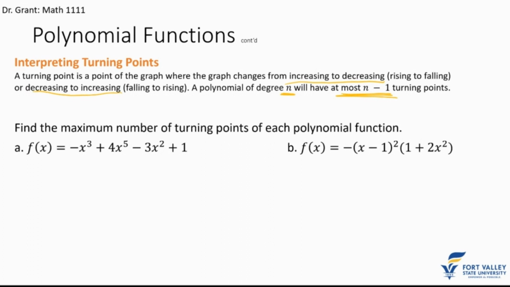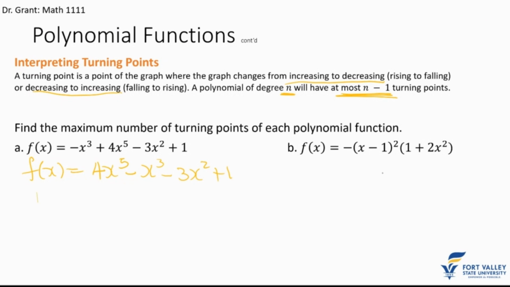So if you notice A, we're going to look at A first. A is not in standard form. And when we talk about standard form for a polynomial, you have the highest exponent first and the one after that that's less, and so on and so forth. So you put it in descending order. So f of x should be equal to 4x to the 5th power minus x cubed, then minus 3x squared plus 1.